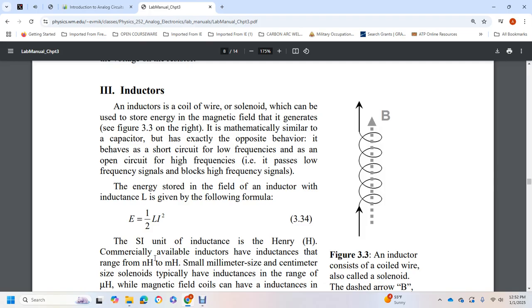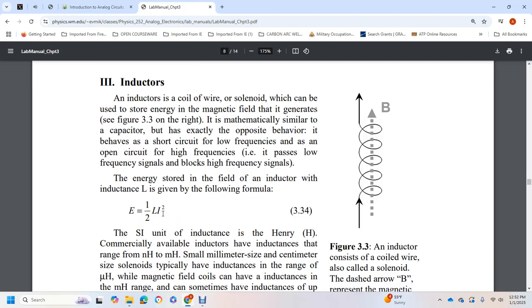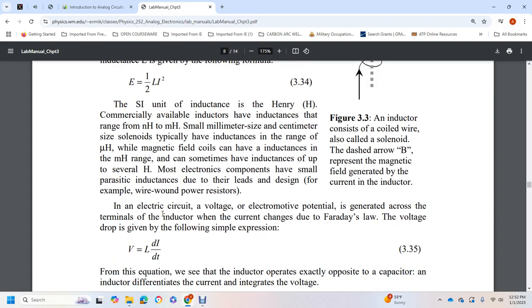The energy stored in the field of an inductor with inductance L is given by the following formula: the energy is equal to 1/2 times the inductance times the current squared. The SI unit of inductance is the Henry. Commercially available inductors range from nanohenries, in millimeter-size solenoids, to millihenries in centimeter-size solenoids. Typical inductances are in the millihenry range, and sometimes coils have inductances up to several henries.